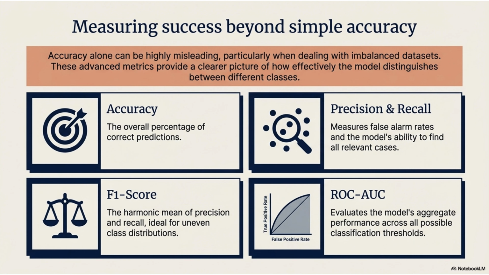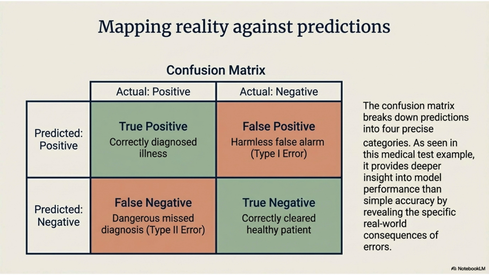To evaluate logistic regression, we use metrics such as accuracy, precision, recall, F1 score, and ROC-AUC. These metrics help us understand how well the model distinguishes between classes, especially in imbalanced datasets. The confusion matrix provides a detailed breakdown of predictions: true positives, true negatives, false positives, and false negatives. It gives us deeper insight into model performance beyond simple accuracy.